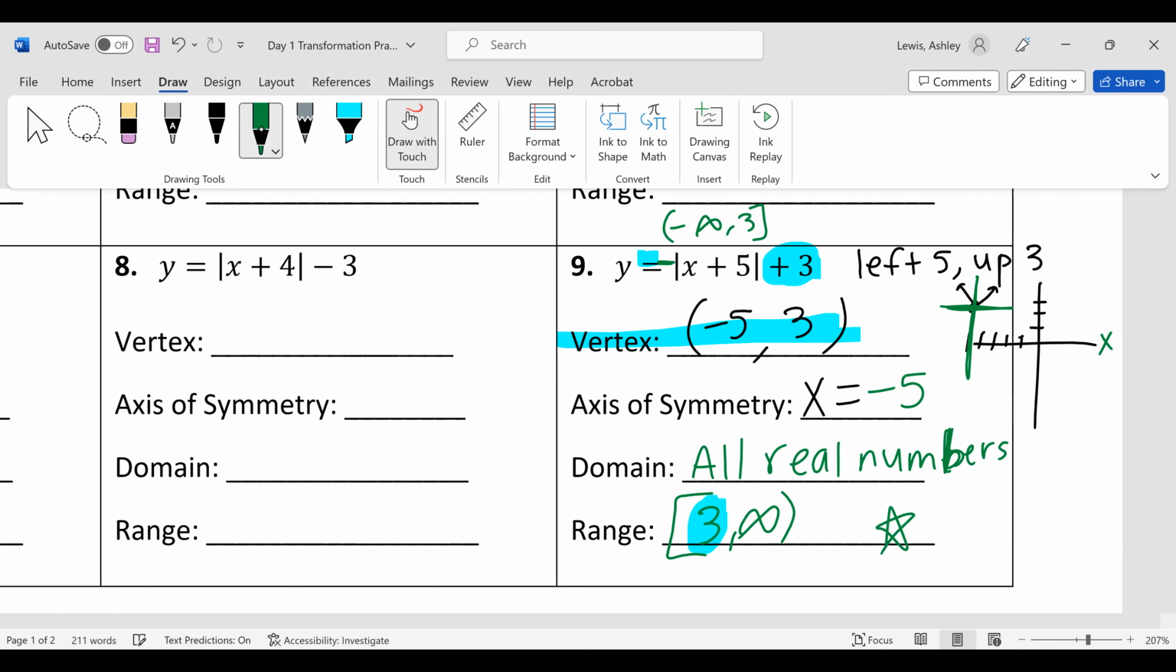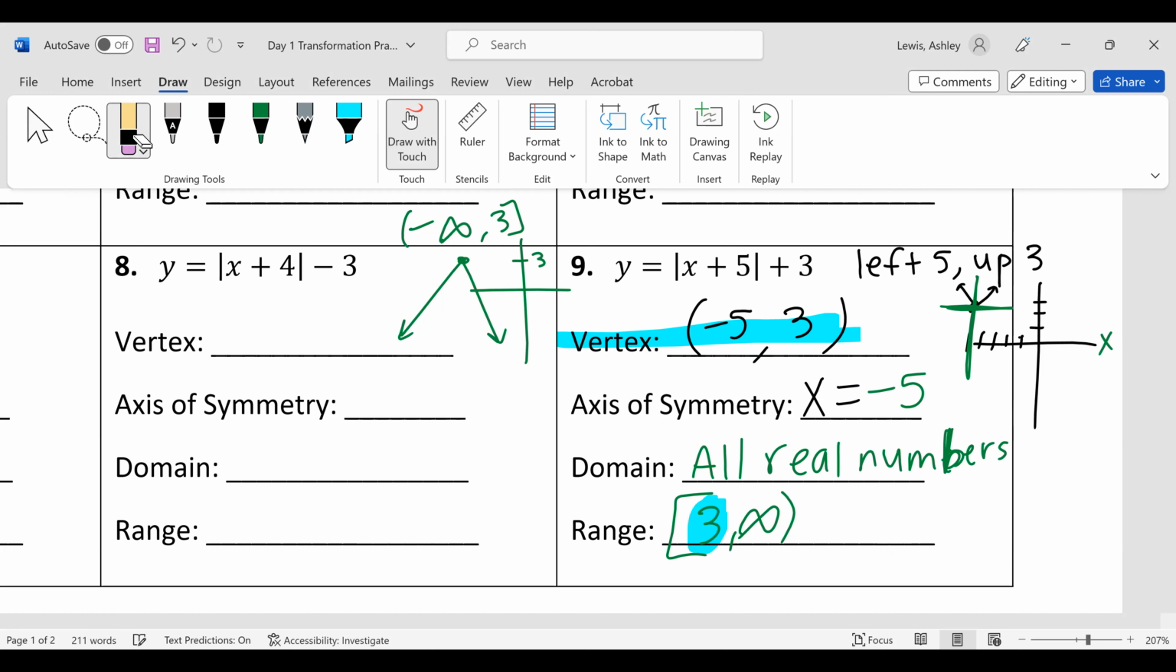Right? Because if there was a negative in the front, here's your vertex, it would be facing down. And the top is at 3. So if it was facing down, it would be negative infinity up to 3. But this one doesn't have a negative in front. Okay? This is facing up. So this one would be your range. Okay, so that is an example completed for you.